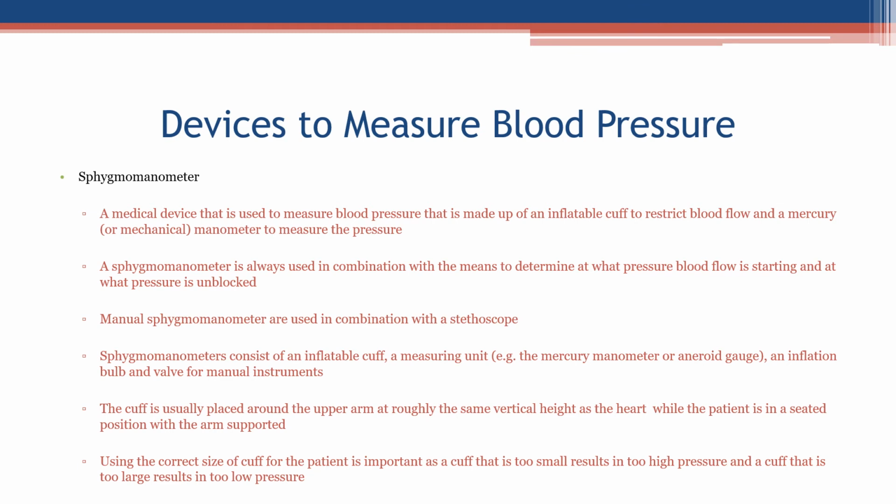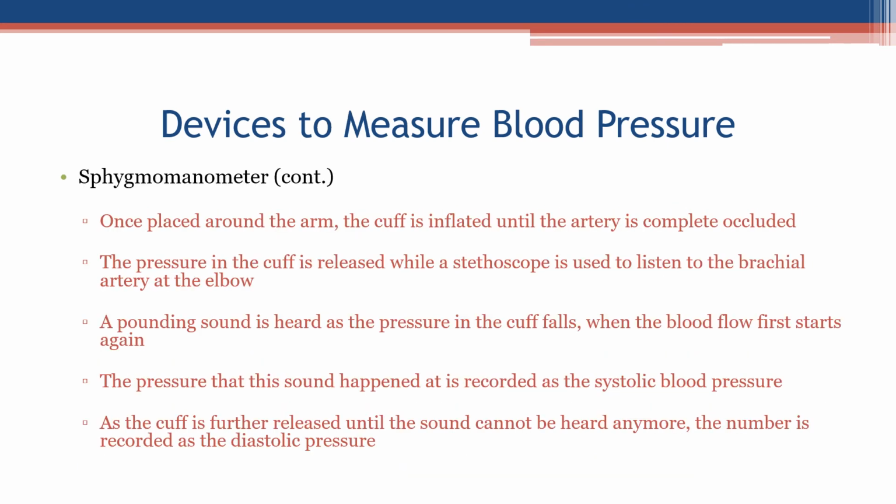Using the correct size of the cuff for the patient is important, as a cuff that is too small results in too high pressure and a cuff that is too large results in too low pressure. Once placed around the arm, the cuff is inflated until the artery is completely occluded.